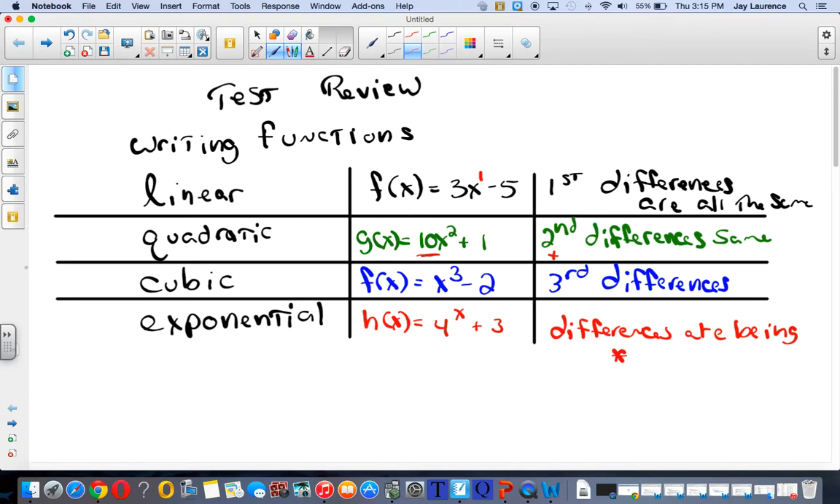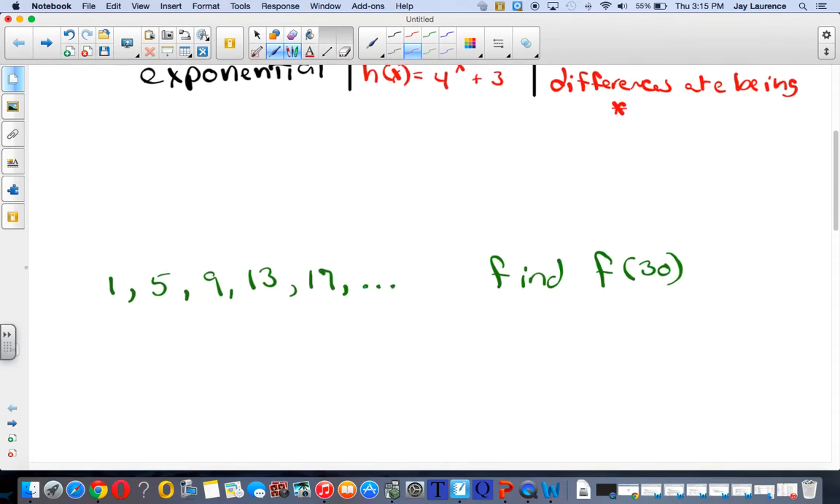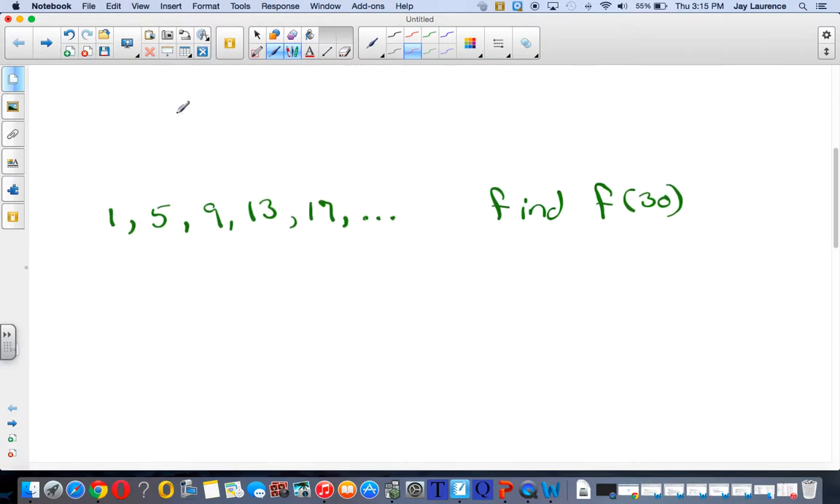All right, so now I'm going to do 4 examples. And, if you like, you go ahead and pause. This is problem number 1 here. I've given you a set of 5 numbers. I want you to write a function. I want you to determine what type of function it is: linear, quadratic, cubic, exponential. And then I want you to find out what f of 30 is. It'd be great if you paused and tried to figure this out on your own. But here I go.